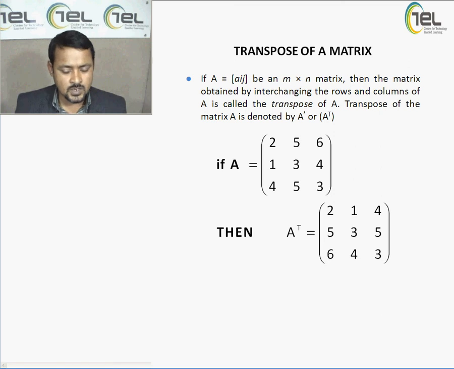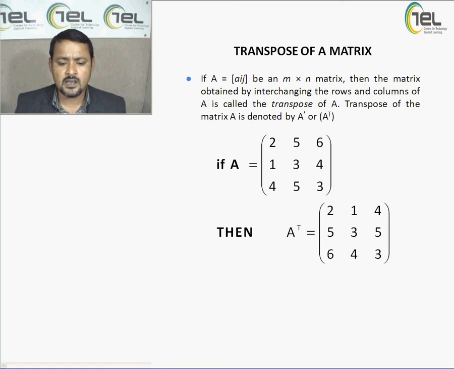Now we have come to a stage where we can understand and discuss advanced theories in matrix theory. This is the transpose of a matrix. When a matrix is obtained by exchanging the rows and columns, it becomes the transpose of the matrix. If matrix A is there and we find its transpose, it is written as AT, transpose of A.